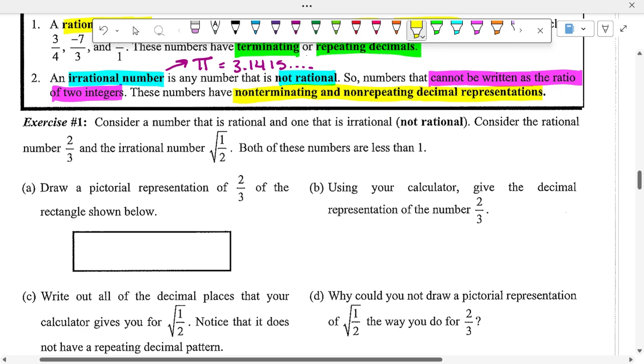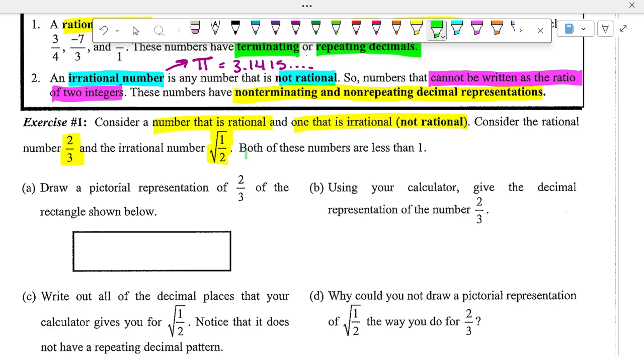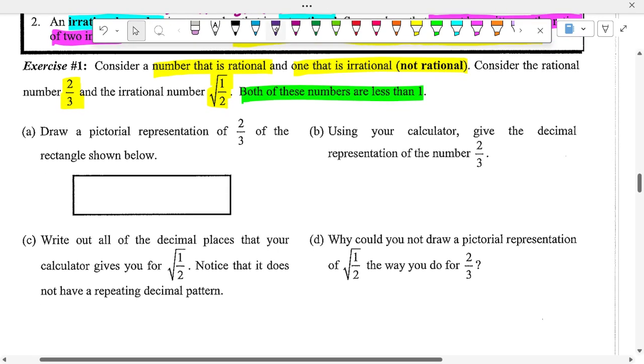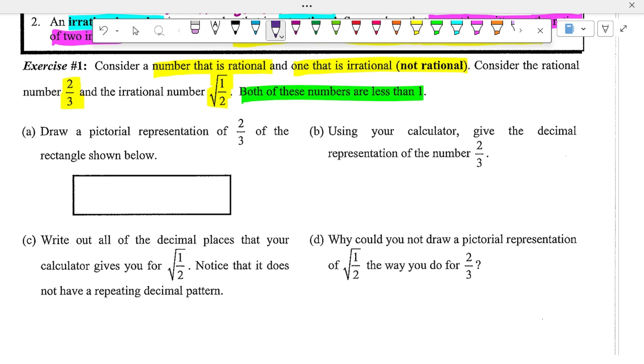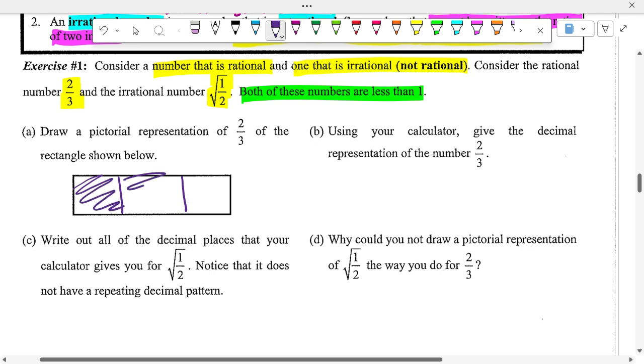So let's consider a number that is rational and one that is irrational. We're going to look at 2/3 and the square root of 1/2. Both of these numbers are less than 1. All right, so let's go back to kindergarten for a second. If I drew a picture version of 2/3, what would it look like? How would I separate this rectangle into thirds? How many would I shade? 2. All right, so we're going back to kindergarten a little bit there. Or I guess that's more first grade.